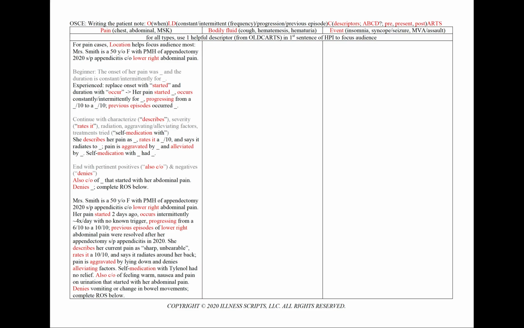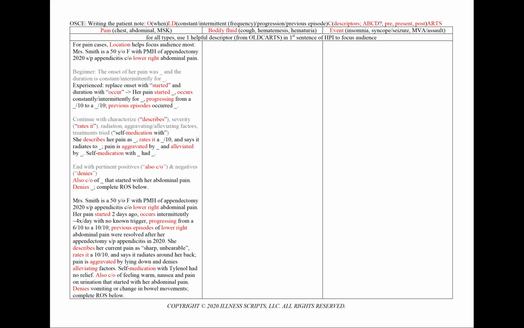Mrs. Smith is a 50-year-old female with a past medical history of an appendectomy in 2020, status post appendicitis, complaining of lower right abdominal pain. So her pain started, so we have the onset, 2 days ago. We have the duration. It's occurring intermittently about 4 times a day with no known trigger, and it's been progressing from a 6 out of 10 to a 10 out of 10 now. And then previous episodes occurred of lower right abdominal pain were resolved after her appendectomy, status post appendicitis in 2020. So she describes her pain as sharp and unbearable.